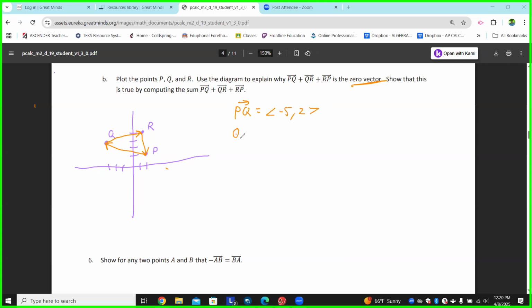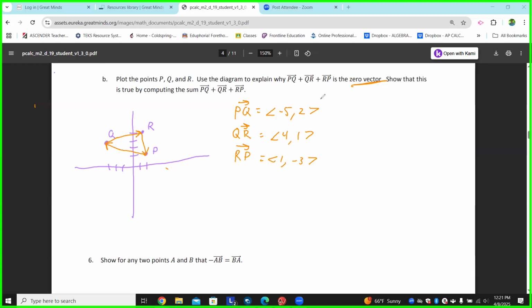All right, let's quickly find QR. So again, QR looks like I went over 1, 2, 3, 4, and then up 1. Agree or disagree? Yep. All right, RP, I go over 1, and then I went down 1, 2, 3, so that would be -3. Good to represent down.